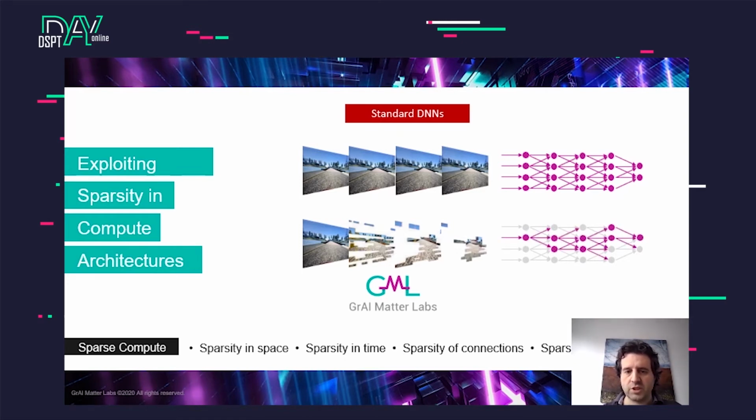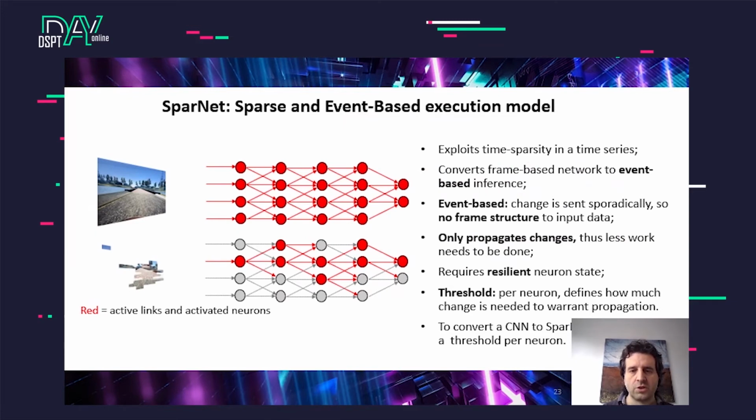Therefore, exploiting sparsity in time. This, in fact, is what the brain does. It will process events, not full frames, and it will process only change. And that's why you require a network that is resilient in state, because you keep the state from the previous execution, and you just do a localized update of the computation that you did before, instead of computing everything over and over.